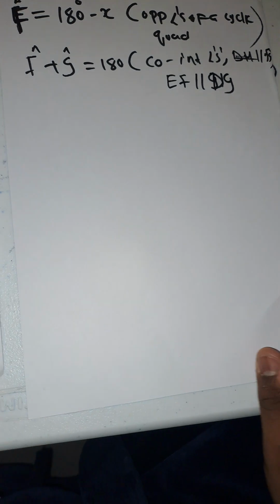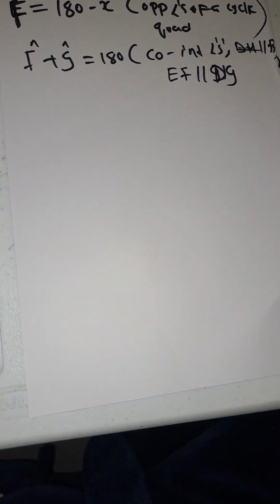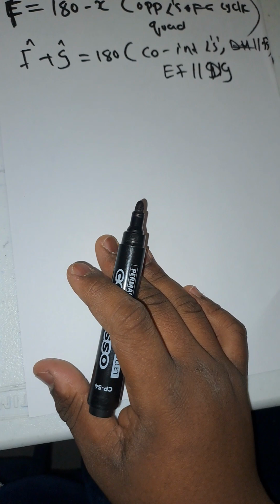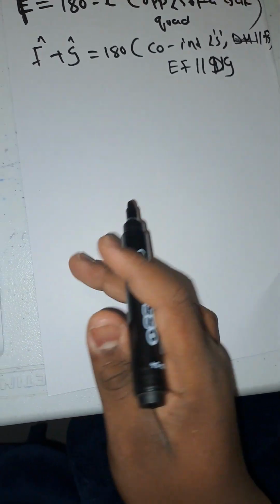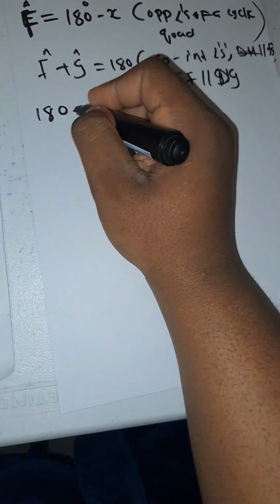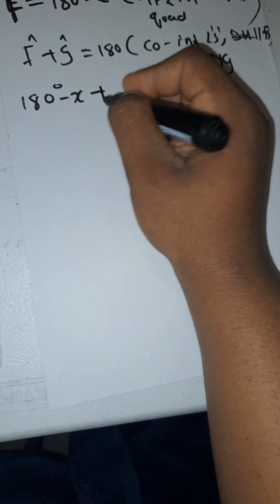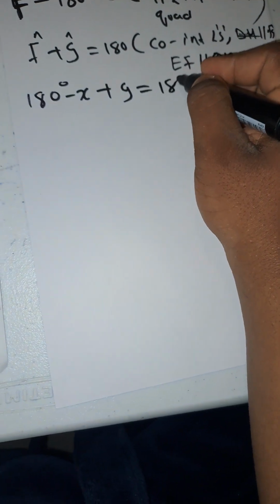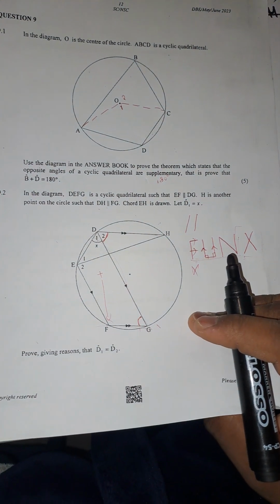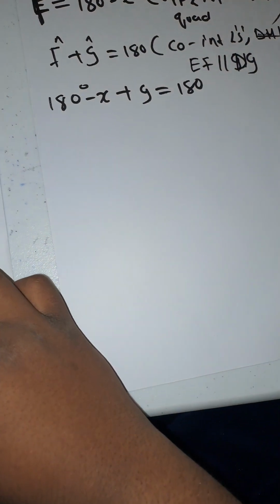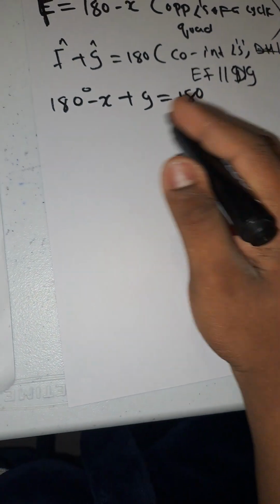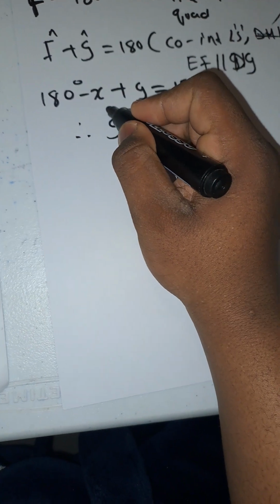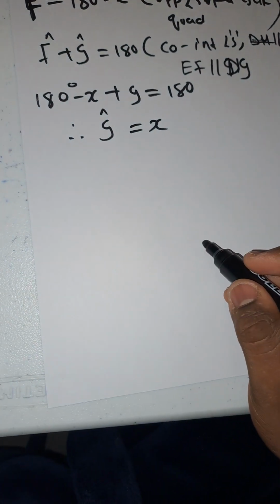And then let's go to another point there. From what I can see, at the same time, I told you E, G and F are co-interior angles. So now for me to conclude, let me find the value of X. So let me say 180 degrees minus X plus G is equal to 180. Check. 180 minus X plus G is equal to 180. So when I take this 180 to the other side, it will be eliminated. So therefore my angle G is equal to X.